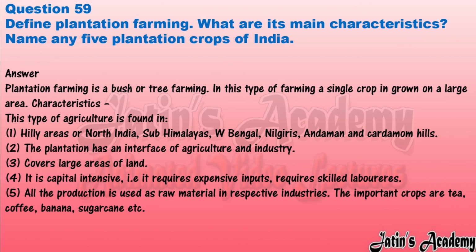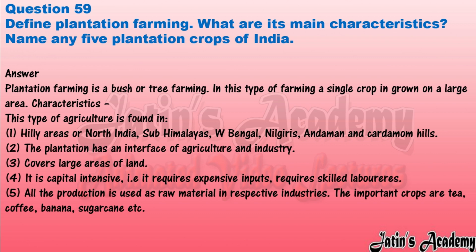Question 59. Define plantation farming. What are its main characteristics? Name any 5 plantation crops of India. Answer. Plantation farming is a bush or tree farming. In this type of farming, a single crop is grown on a large area. Characteristics. This type of agriculture is found in 1. Hilly areas of North India, Sub-Himalayas, W. Bengal, Nilgiris, Andaman and Cardamom Hills.